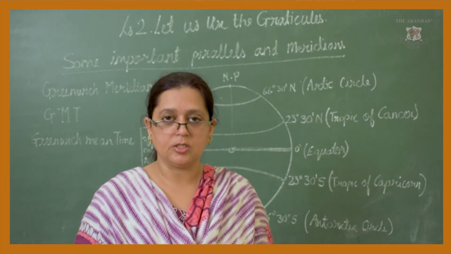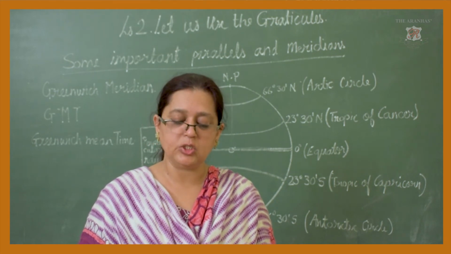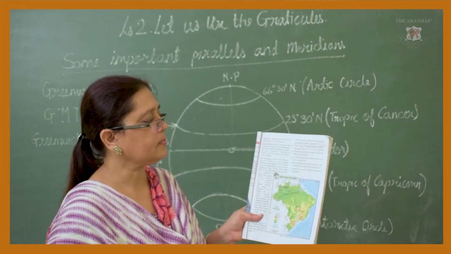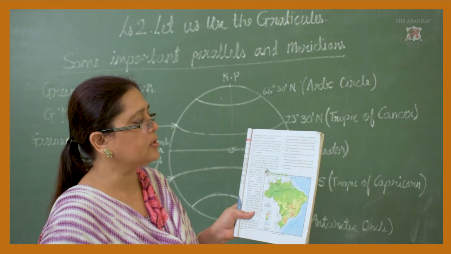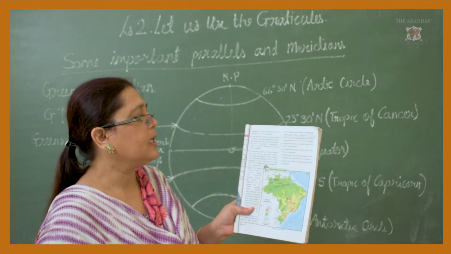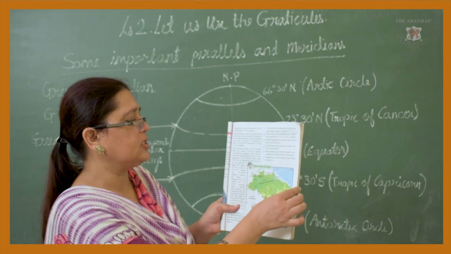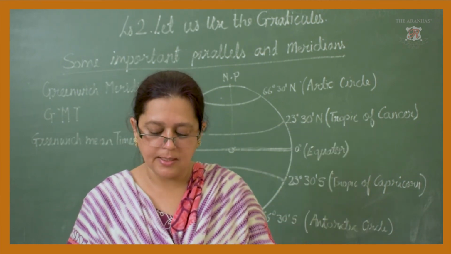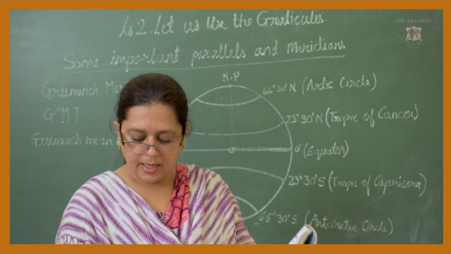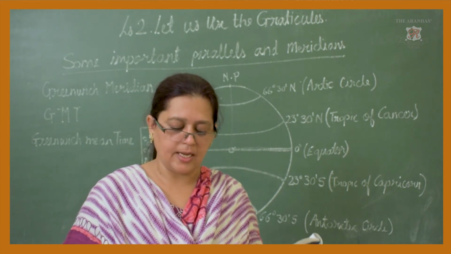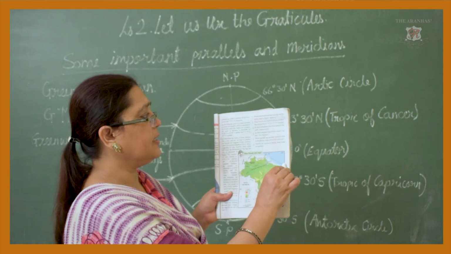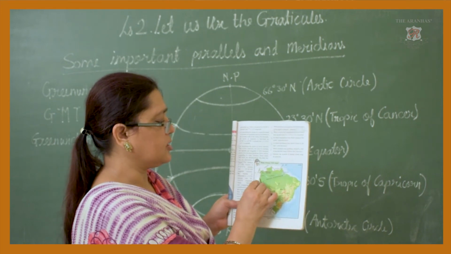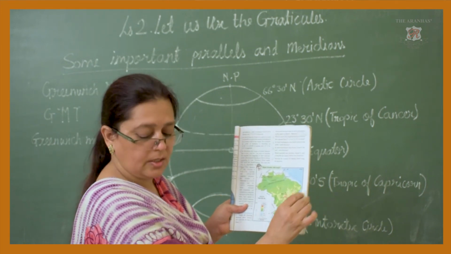Now, in which hemisphere does Brazil extend in the east-west direction? Just read the map. Now, the answer is Brazil extends in the western hemisphere in the east-west direction. Over here, this side, it is extended over here. Okay?